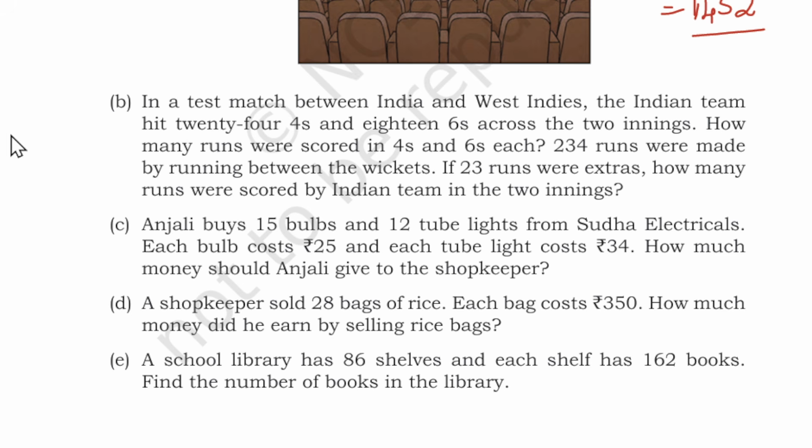First I'm going to take an empty paper. This is sum B. First, what they have: the Indian team hit 24 fours. So 24 fours. What I'm going to do is step 1. 24, how can I write it, 20 plus 4, into 4.